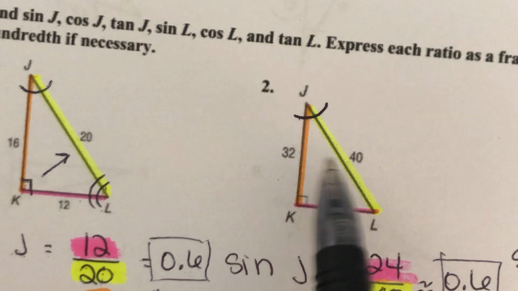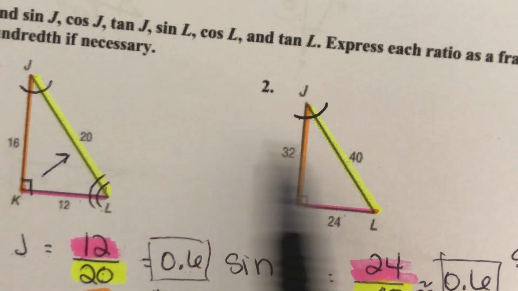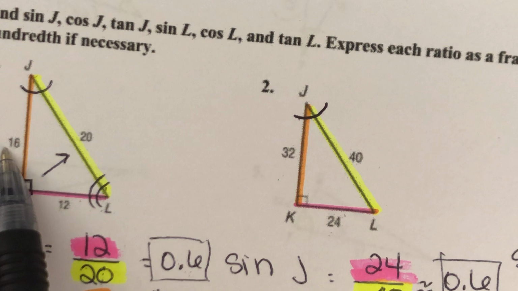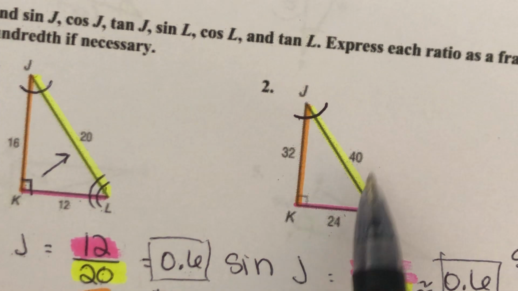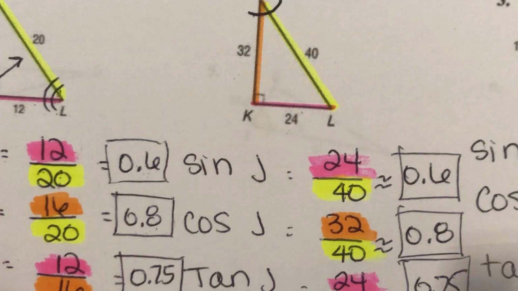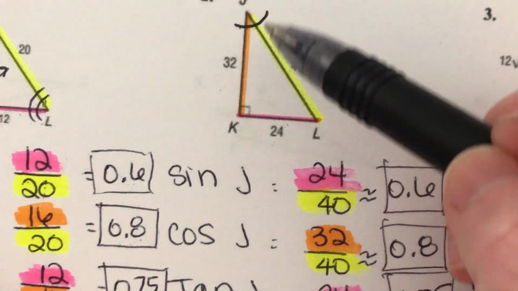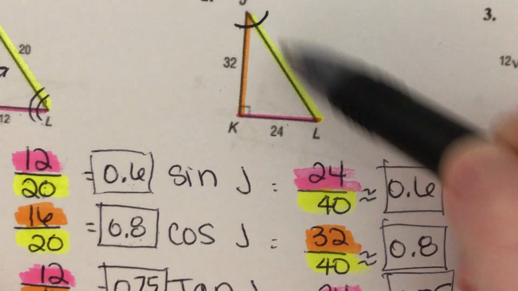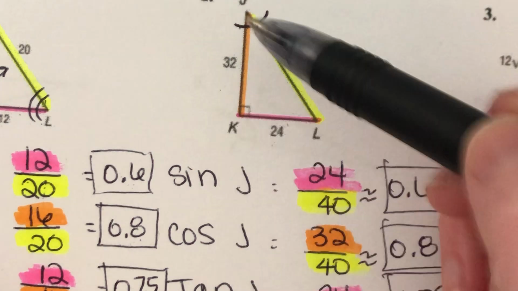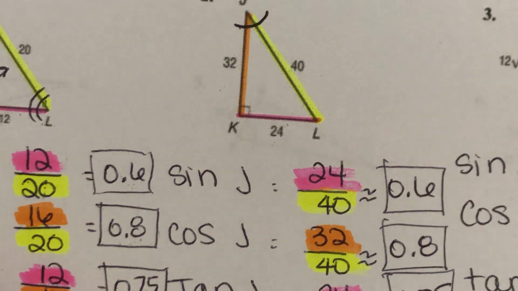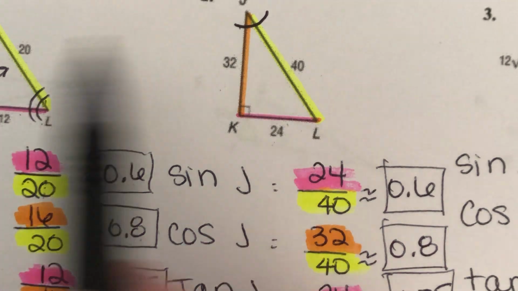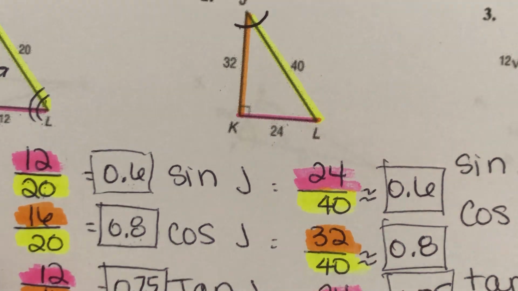Actually, it's not. It's actually proportional, because this was 20, and they doubled it and got 40. This was 16, they doubled it and got 32. This is 12, they doubled it and got 24. So these are proportional triangles. We actually should end up with the same answers here for both of these. When you have proportional triangles, the side lengths are not the same, but they are proportional. Corresponding sides are proportional, but all the angles have to be congruent in both the proportional or the similar triangles.